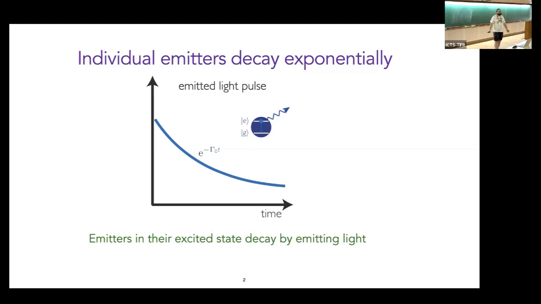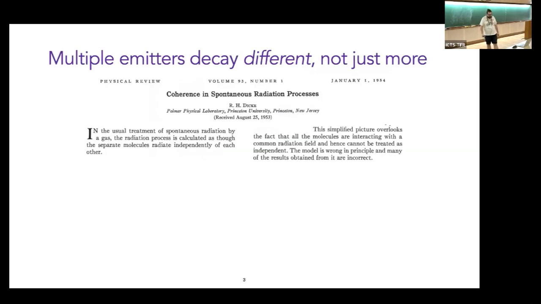So then the question is, well, what happens if I have, instead of one emitter, N emitters? I have some large number of emitters, I put all of them into their excited state. What comes out? The most naive approach would be, well, it's just this, but N times bigger. And that is what people thought until Dicke's paper from the mid-1950s, in which he pointed out that this simplified picture overlooks something really important, which is that if I have some set of emitters all radiating, then they radiate into the same field. They radiate into a shared path.